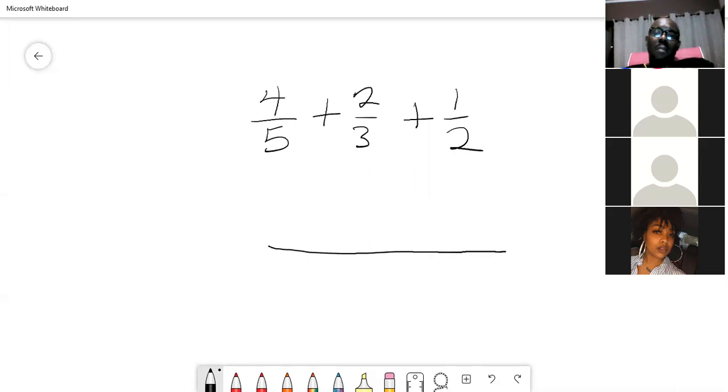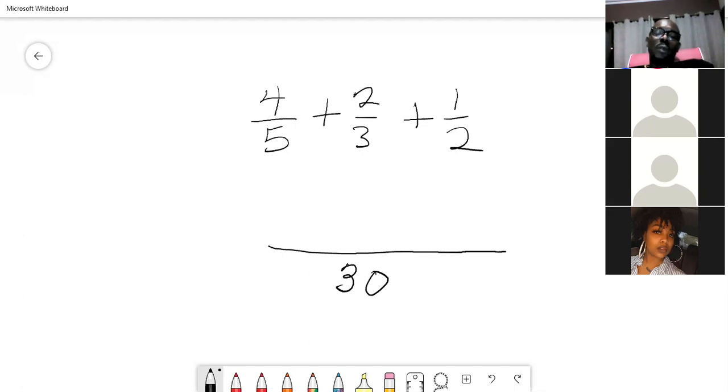5 is hard. Well, we couldn't use 5, right? Because 2 doesn't go into 5 without a remainder. 20 wouldn't work because 3 doesn't go into 20 without a remainder. So what else could we try? 30? Excellent. 30.